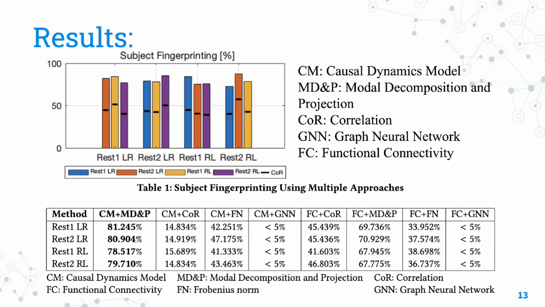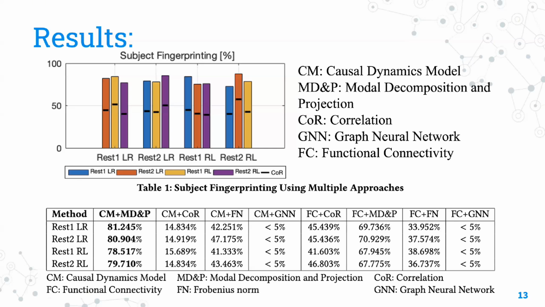Now let's focus on the table below. Here we present a detailed comparison of multiple methods, including our proposed causal dynamics model with the modeling decomposition and the projection, functional connectivity combined with various other techniques, and the graph neural network. The different methods in the table were chosen to assess how various modeling techniques, including traditional and deep learning approaches, perform under the same conditions.